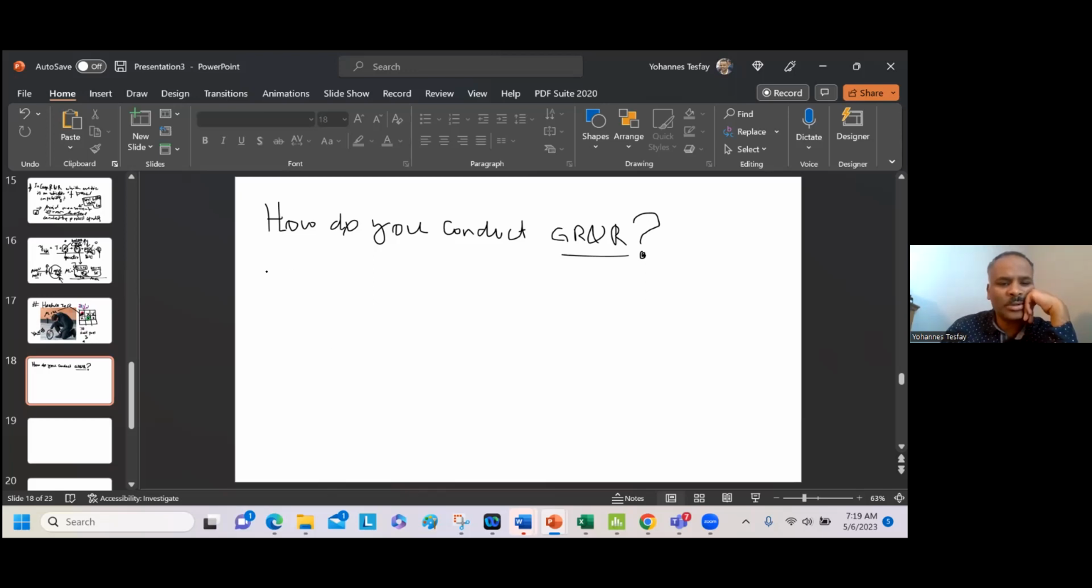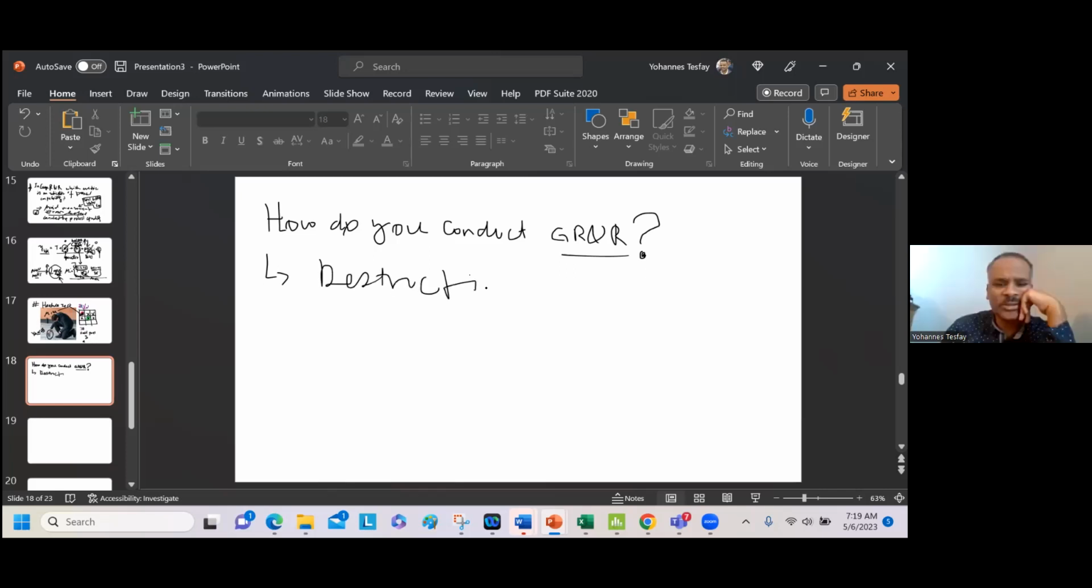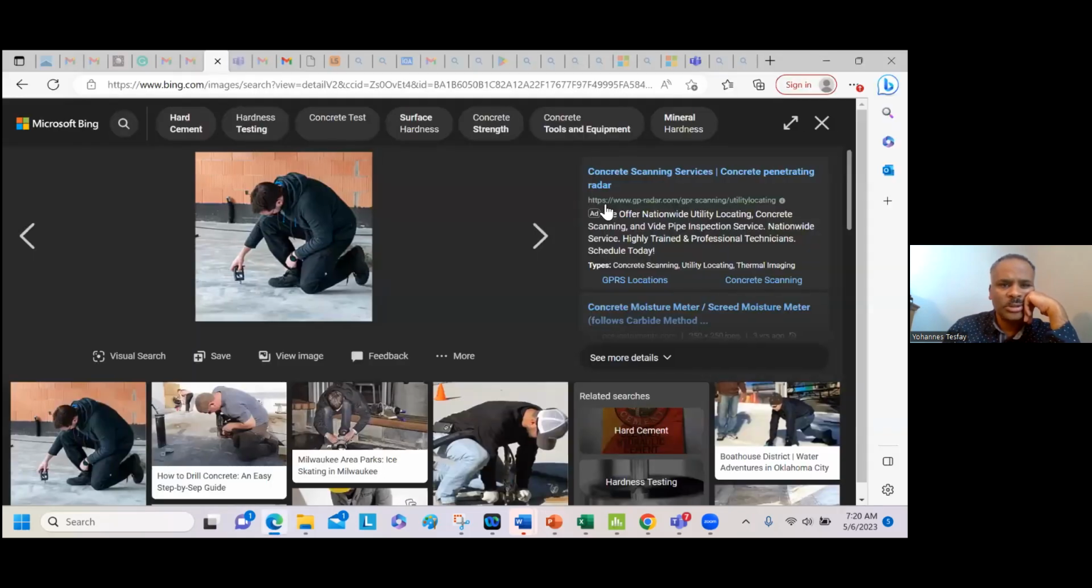This is called a destructive gauge R&R study. It could be either crossed or nested, but the scenario is one part. Okay, let me show you here. One part.